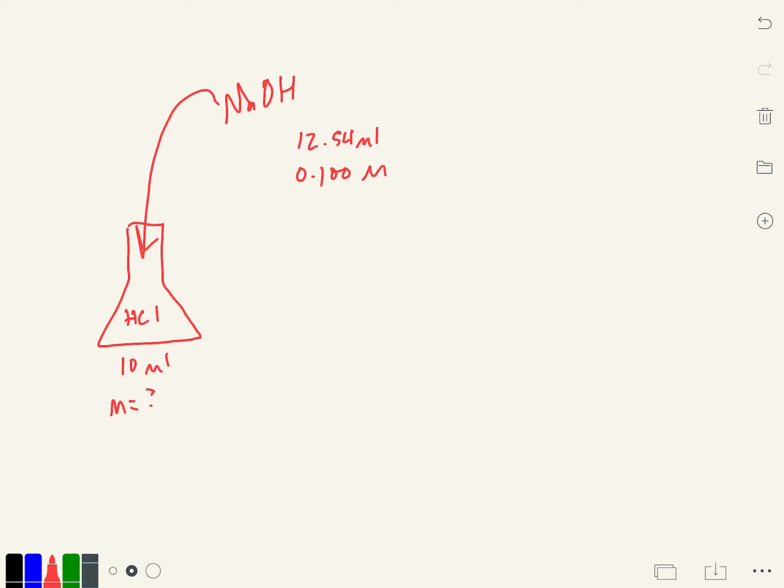Well, first we need an equation. HCl plus NaOH. We need to balance it. H2O and NaCl. Well, that was easy. And it doesn't require much balancing, right? 1 mole of HCl will cancel out 1 mole of sodium hydroxide. So it's a 1-to-1 ratio. So let's start. Let's figure out then how many moles of sodium hydroxide we added, because that's how many moles are inside this flask of HCl.